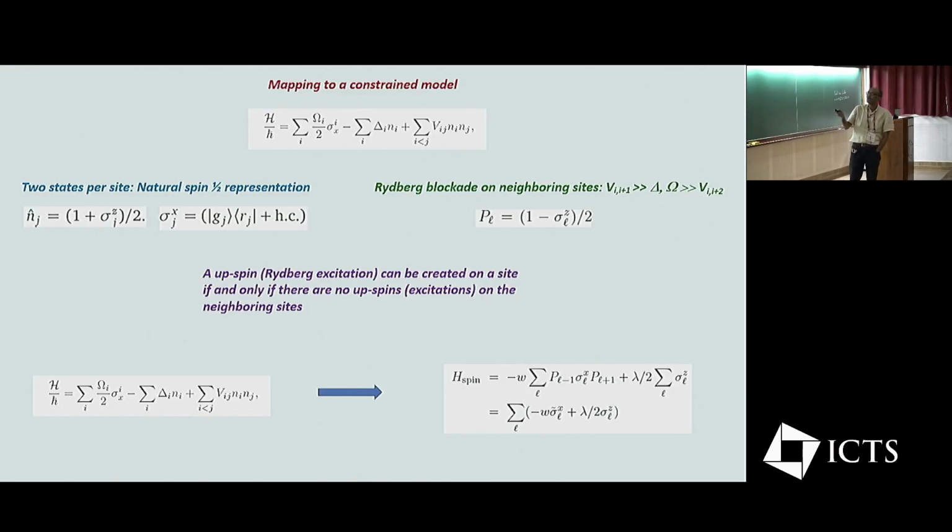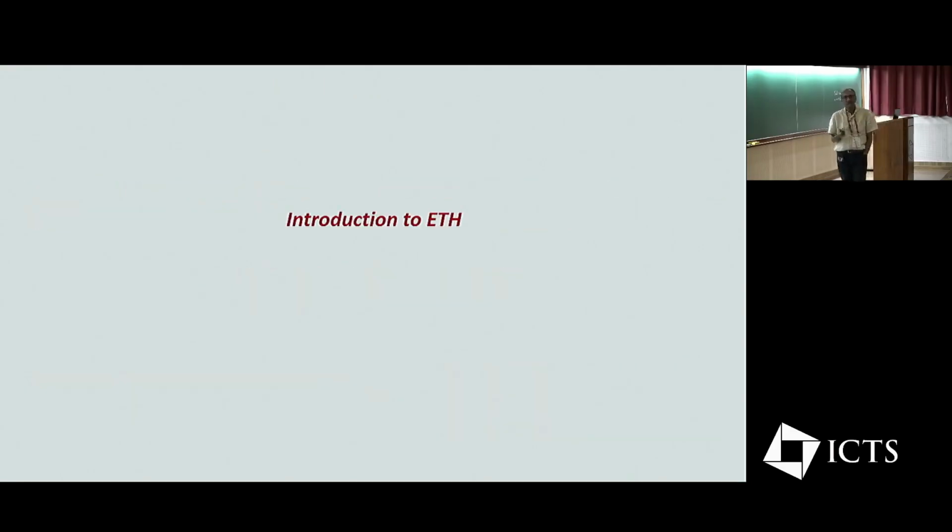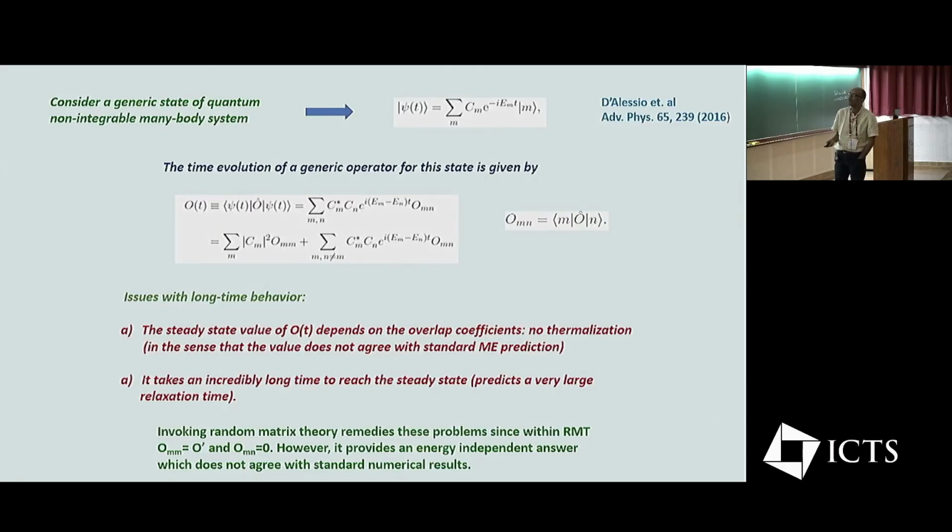And this Hamiltonian in the limit of strong Rydberg blockade essentially reduces to this PXP model plus a magnetic field. So this transformation works, and in fact it is this model that we are going to use for the rest of our talk. So now let me change gear a little bit and introduce the concept of the eigenstate thermalization hypothesis, although this is probably unnecessary for most of the people here, but let me go ahead and do it anyway.